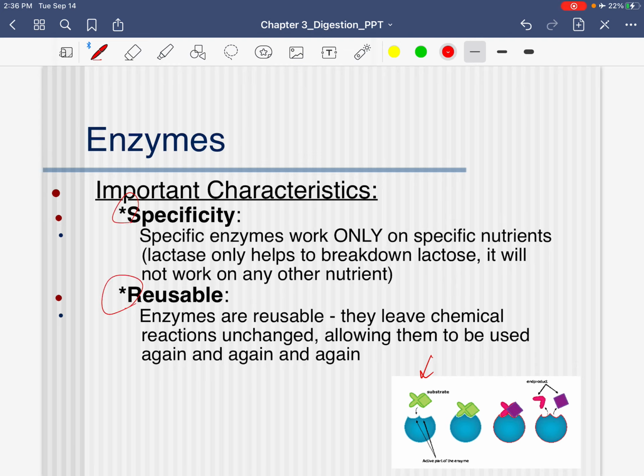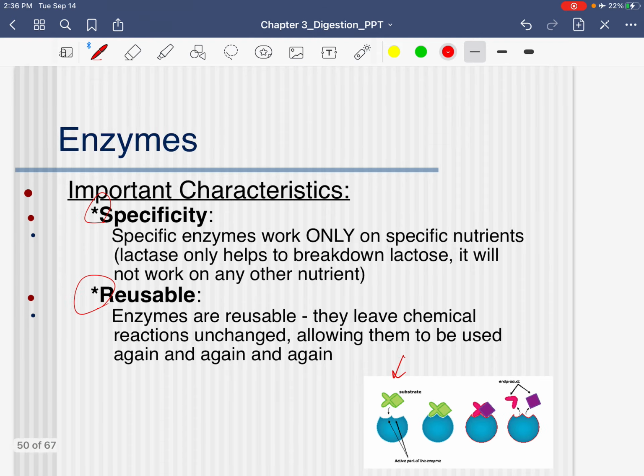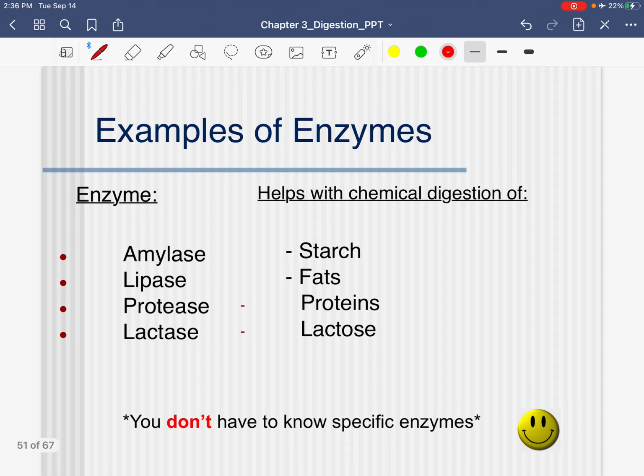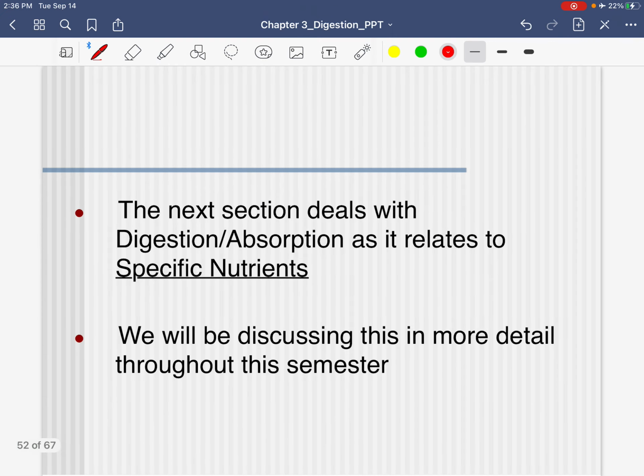Specificity. Enzymes are reusable. That's a fantastic thing. They can leave a chemical reaction and they can be reused. We love that. Enzymes usually end in the suffix -ase. Amylase, lipase, protease, lactase. Here are some examples of the enzymes that work on these, but you do not need to know the enzymes. Just another characteristic that they usually end in -ase.